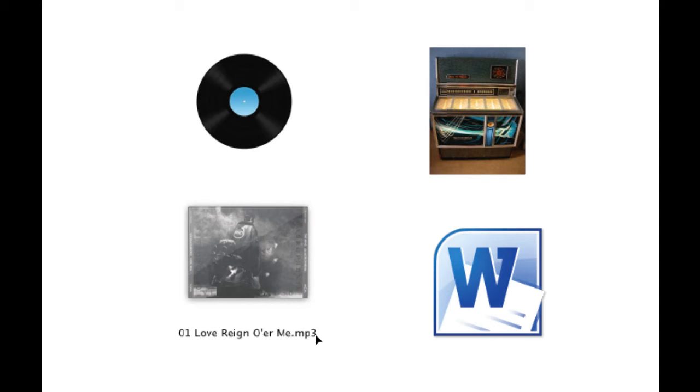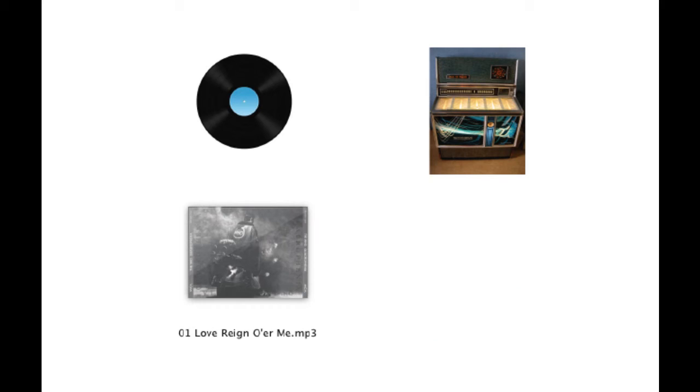MP3 is the extension for a music file. There are other music file extensions, but that's just one of them, a very popular one. Now, the same way I wouldn't play the record on the typewriter, I would not try to open this MP3 file in Microsoft Word. It just would not work, would not sound good. So instead I will use a different program.